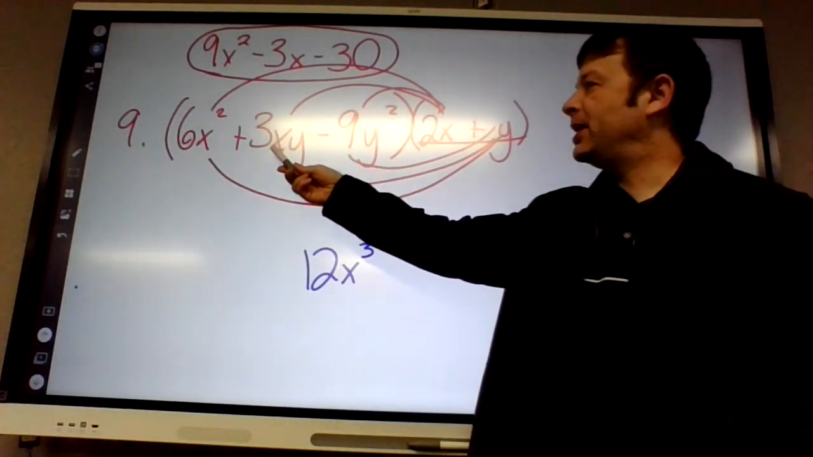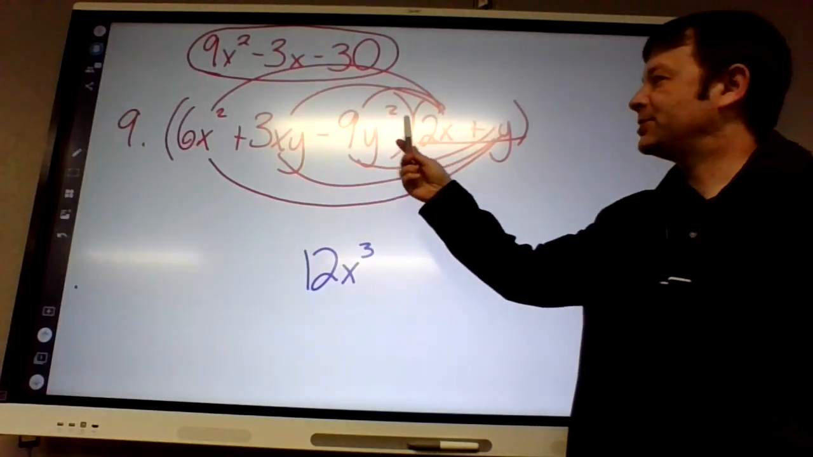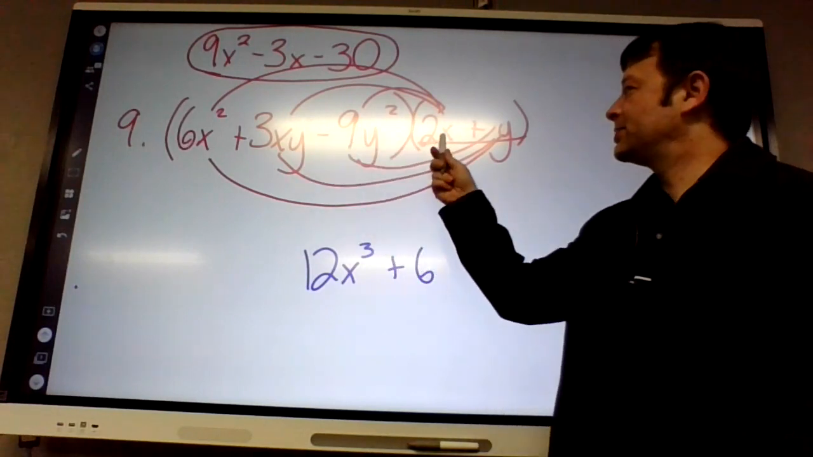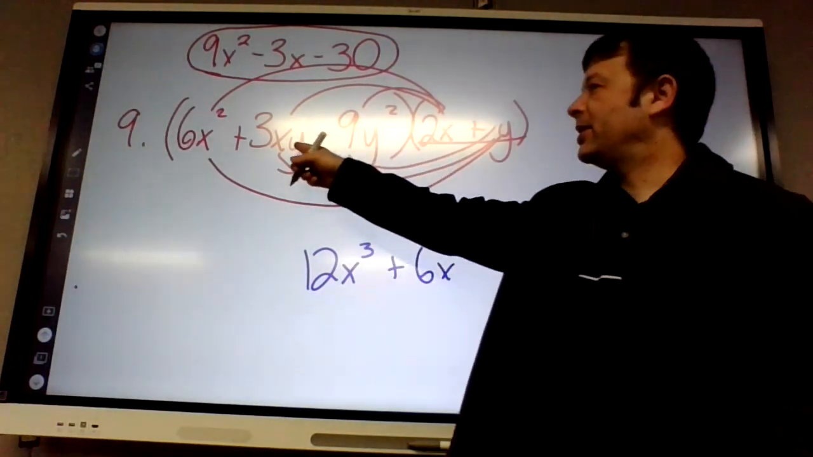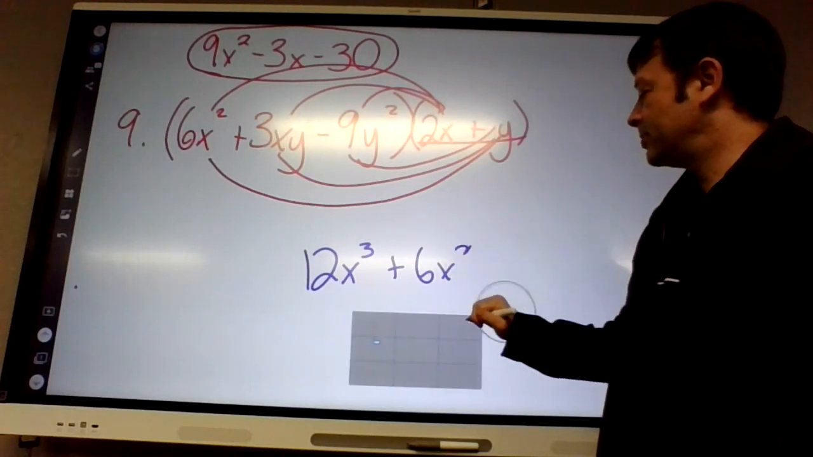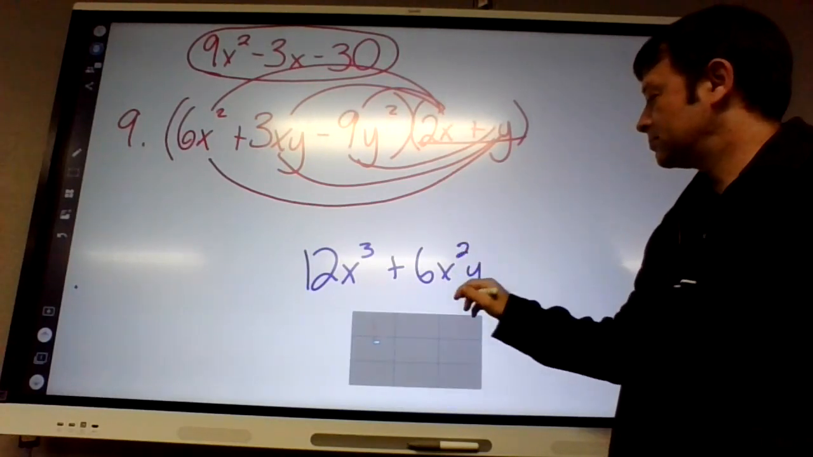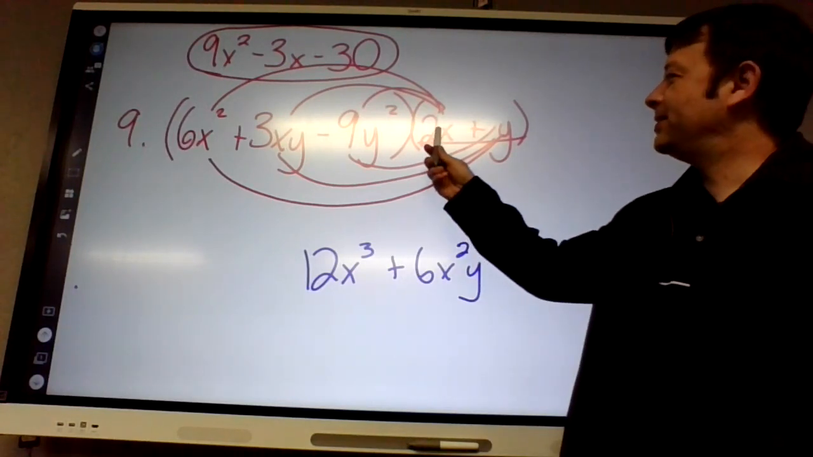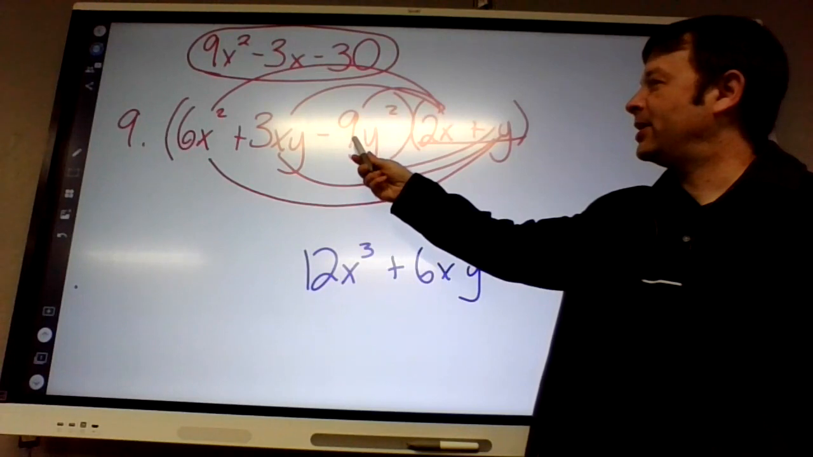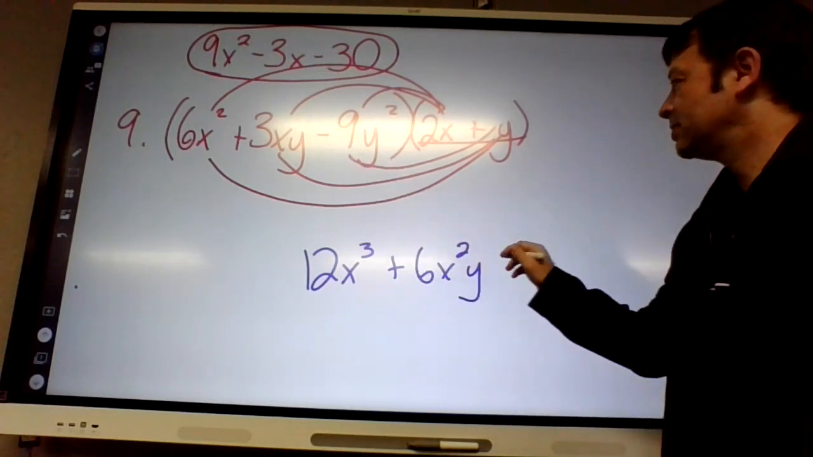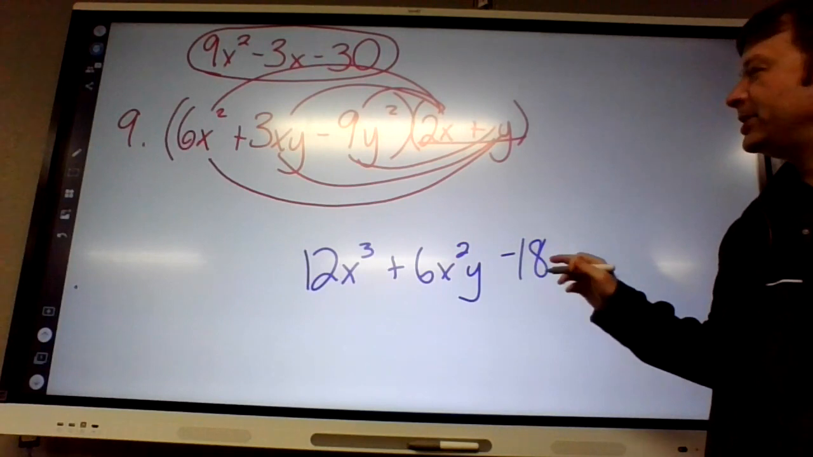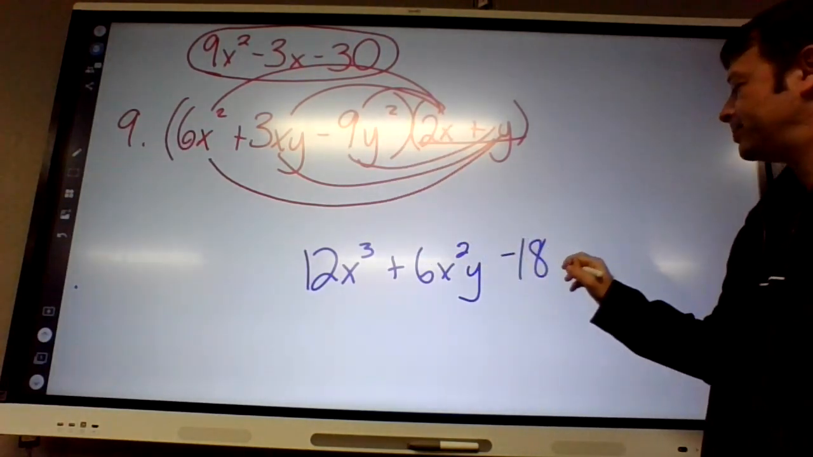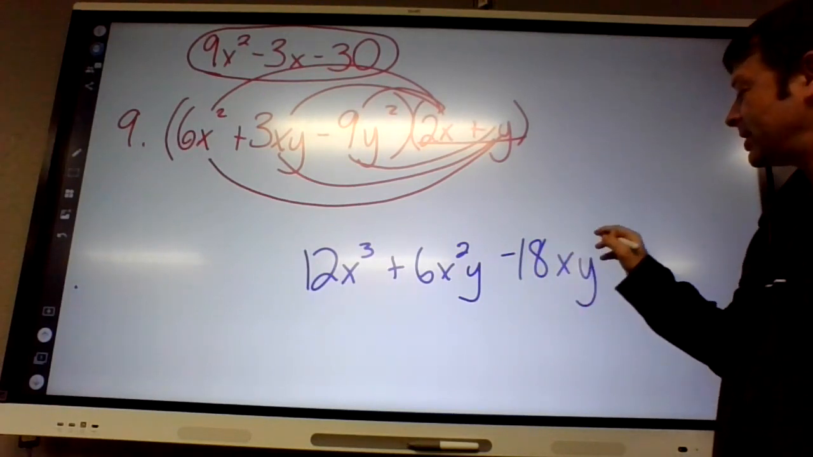Okay, then 3xy times 2x. So what's 3 times 2? 6, x times x, that's x squared, and then a y. Then 2x times negative 9y squared. It'll be negative 18, because this one's negative. And then instead of y squared x, I'm going to put xy squared.